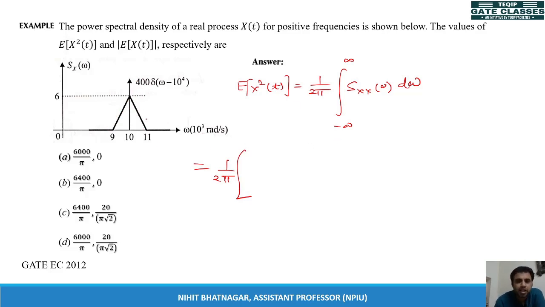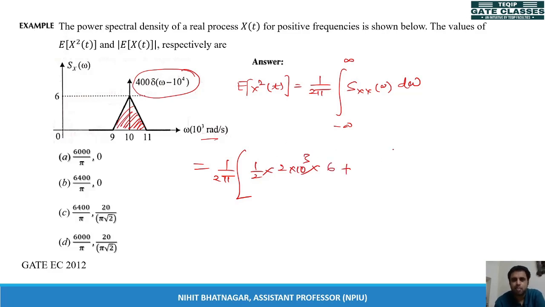So this diagram contains two things. First is the impulse function, and this is a triangle. So first we have to find the value of this triangle. The area of the triangle is equal to 1 by 2, base is 9 minus 11 times 10 to the power 3, that is equal to 2 into 10 to the power 3, and height is equal to 6.